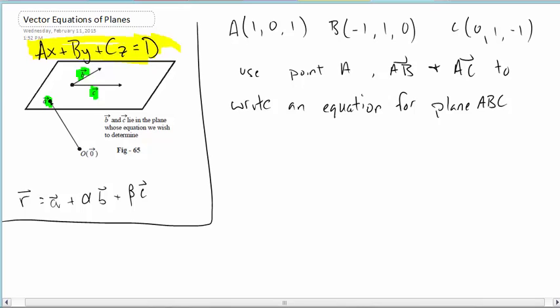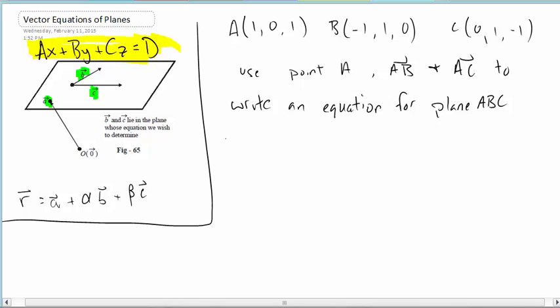Now, it's worth noting that it doesn't have to be these three things. We could have used point B or point C and any combination of these 3 points to come up with direction vectors. But I'm choosing to use these three, so you're going to do it also. You don't get a choice. Let's try to work through this together.